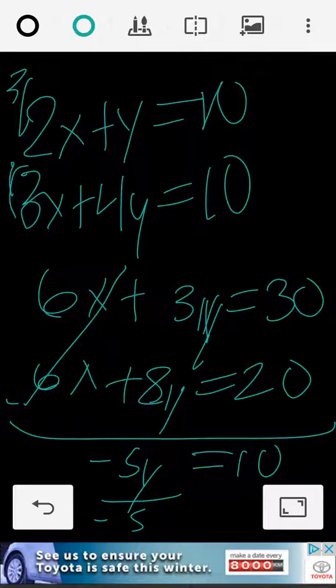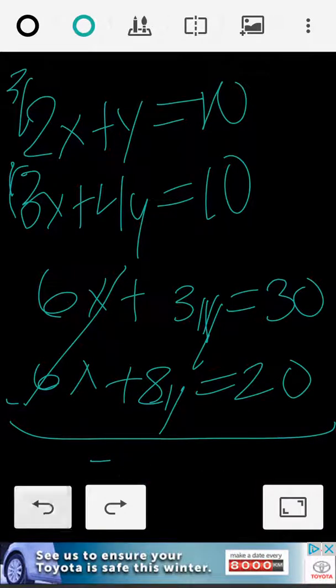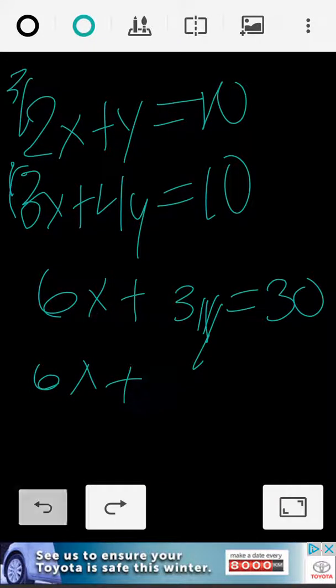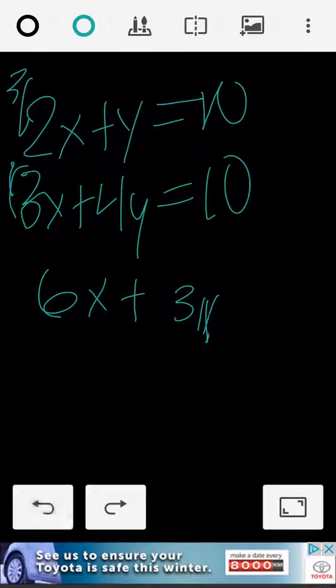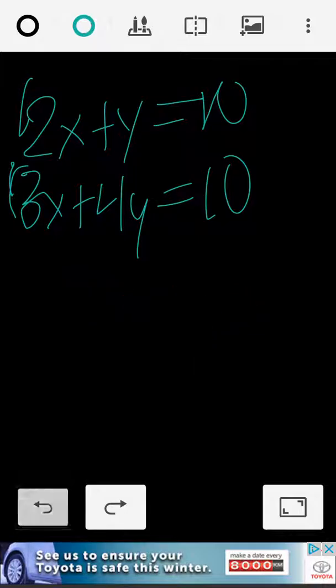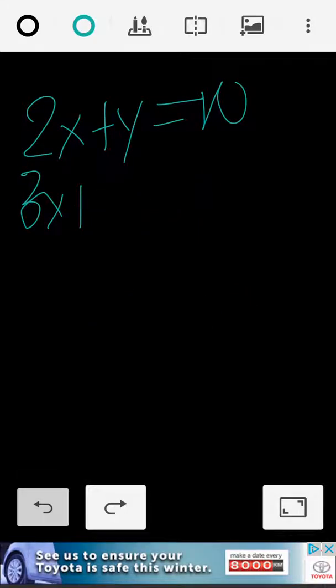So negative 5y divided by negative 5y cancels out, and 10 divided by negative 5 will give you negative 2. So y equals negative 2, okay? And you're probably thinking, okay, Evan, we're done, move on to the next problem. No. Slow your roll there, okay? We're not done. We've got to plug it back in so we can find out what x is, okay?